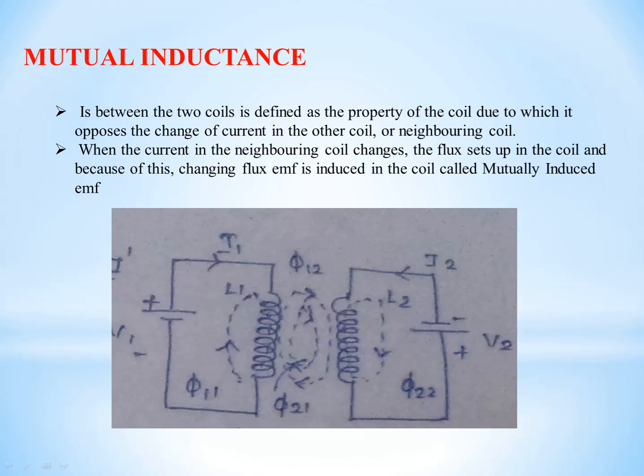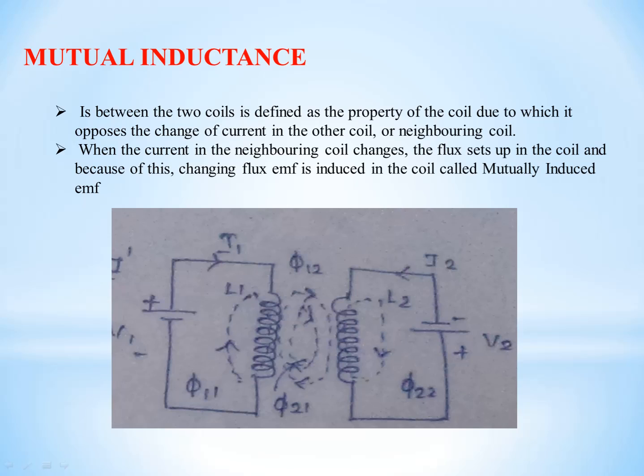Next is mutual inductance, which is between two coils. The property of the coil is that it opposes the change of current in the other or neighboring coil. When the current in the neighboring coil changes, the flux set up in the coil changes, and because of this, the changing flux in the coil is called mutually induced EMF or mutual inductance.